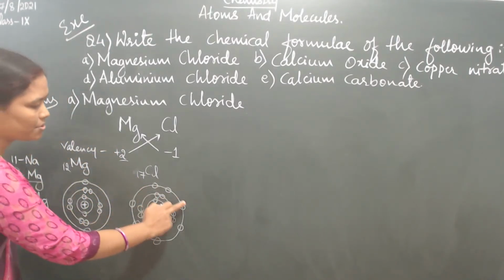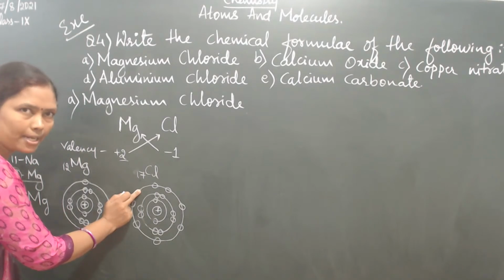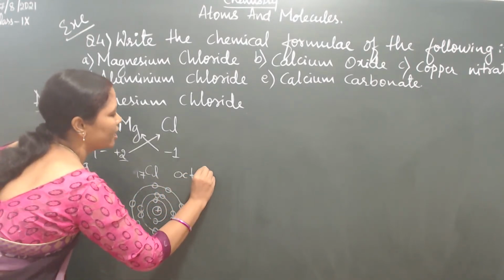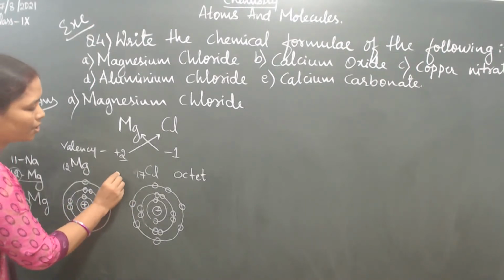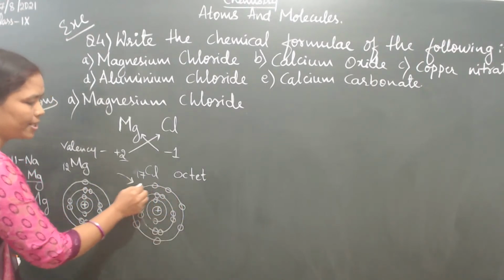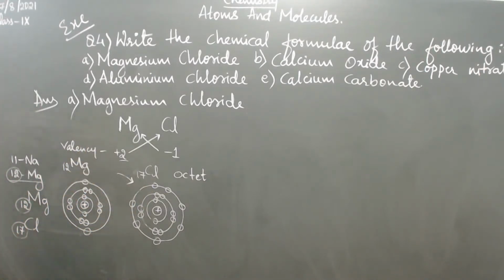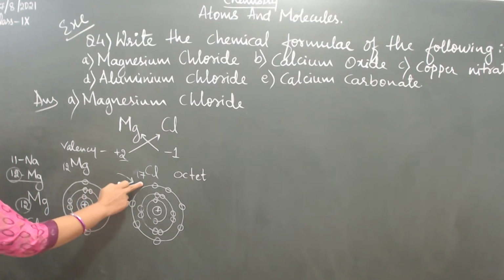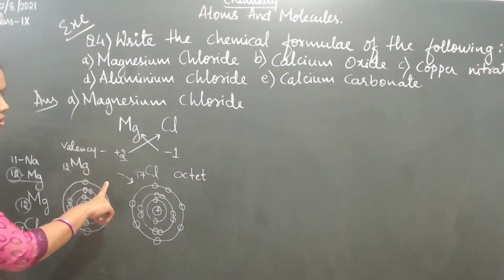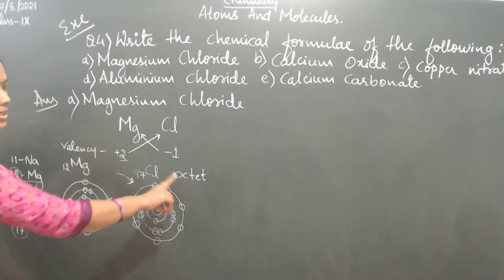When we distribute the 7 electrons in the third shell, what will happen? To attain stability, to attain the octet rule, it is going to need one more electron. So to become stable, this requires one more electron. When you look at magnesium, in the outermost orbit 2 electrons are there. And one chlorine atom requires only 1 electron to attain stability, to fulfill the octet rule.